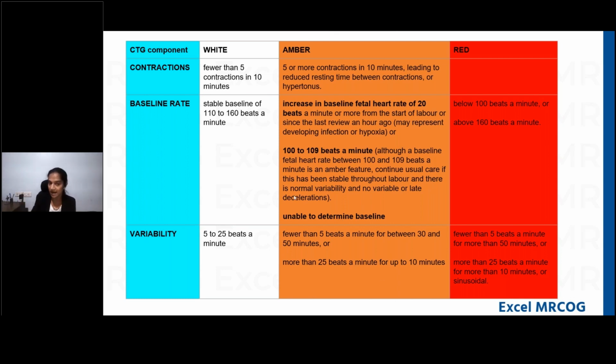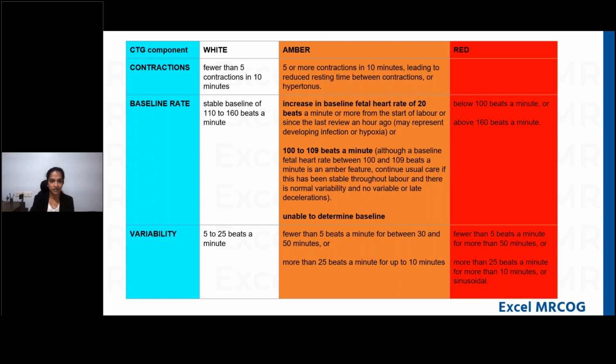Okay. 100 to 109 beats a minute is also amber. But what they say is you can continue the usual care if this has been stable throughout labor and there is normal variability and no variable or late deceleration. So even if it is between 100 to 109, you may get a CTG like that, and what would you do in this particular case? That may be the question. If there is normal variability and there are no decelerations, you can continue the labor care.